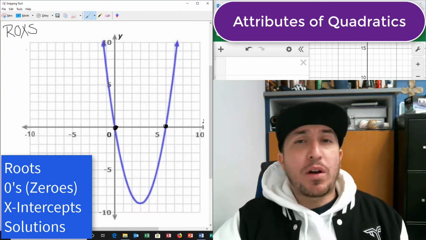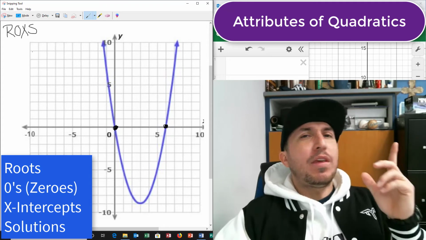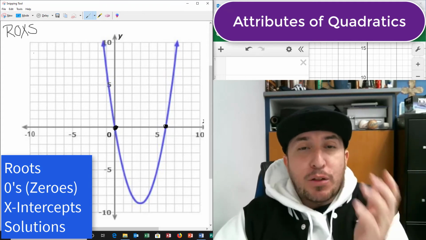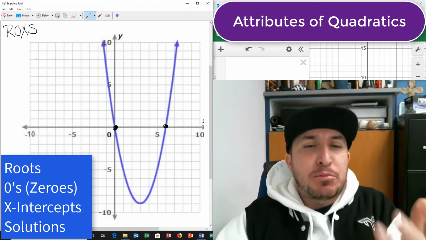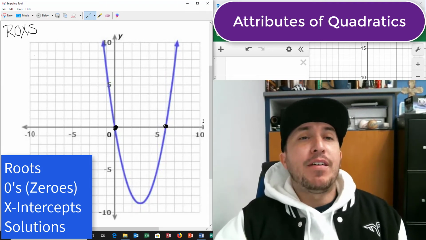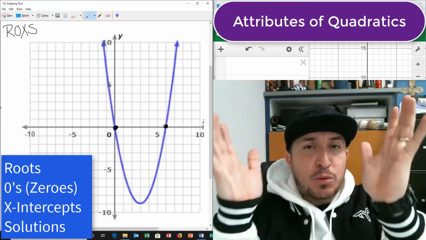Now those are also called zeros. They could ask you, what are the zeros? How many zeros? It's right there, those same 2 points. What are the x-intercepts? It's those same 2 points we just did. What are the solutions? They're right there, those same 2 points we just did. This one has 2 because it touches the line twice.